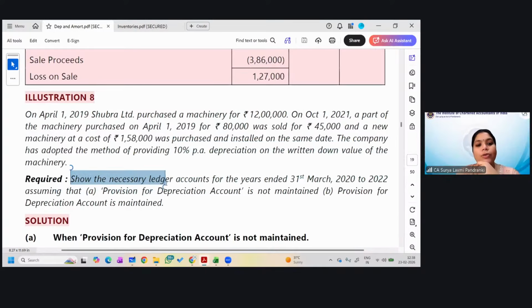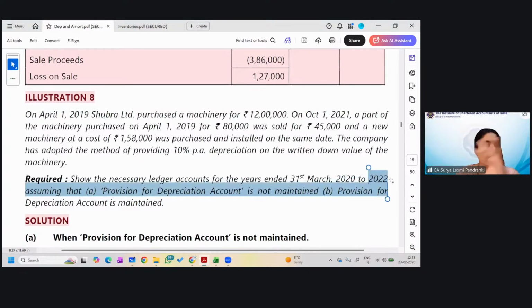They're asking you to show the necessary ledger accounts for the years 31st March 2020 to 2022, which means 2020, 2021, and 2022. Three years of accounting have to be shown, ledger accounts, assuming that provision for depreciation account is not maintained.